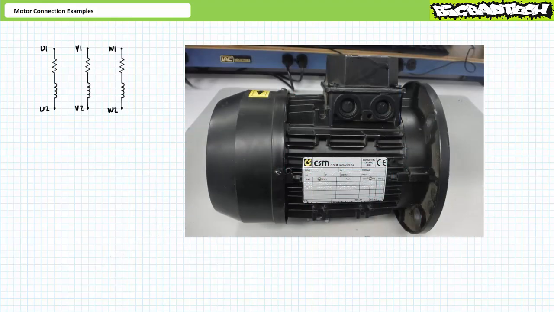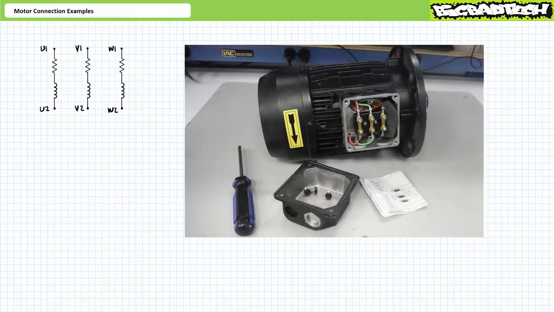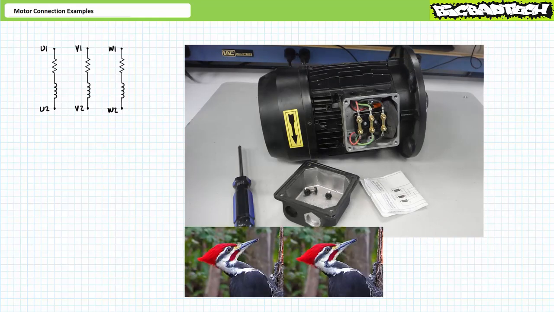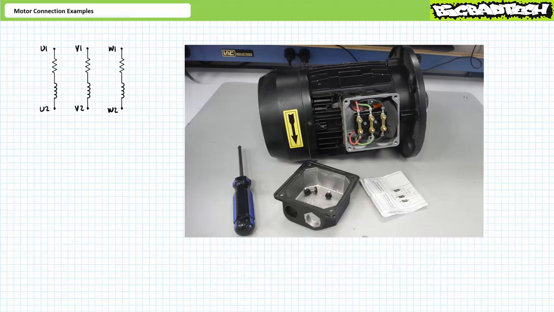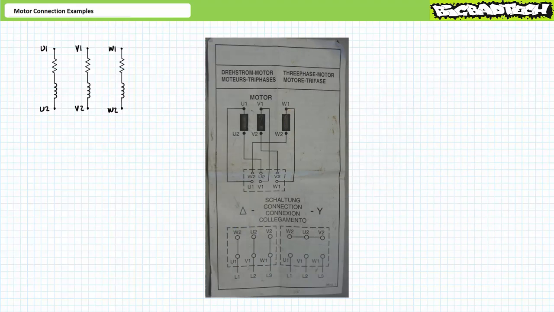Let's check out this six-lead motor. When we pop open the peckerhead, yes, this is a real term and I never grow tired of using it. Peckerhead, peckerhead, peckerhead. A peckerhead is a motor-mounted terminal box. When we pop open the peckerhead, out falls a motor connection diagram unlike anything I've featured in the previous lectures.